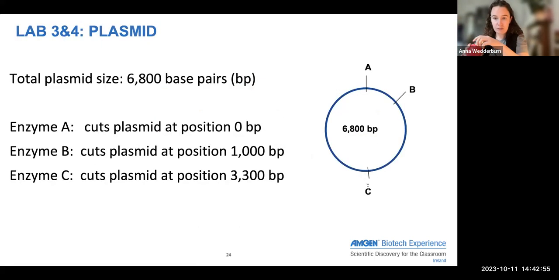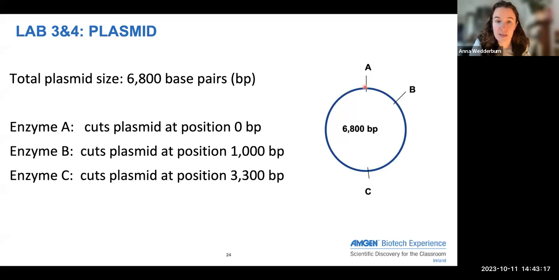Okay, so the plasmid that we use in labs 3 and 4 is 6,800 base pairs long, in a circle. So this is it here. You've got 6,800 base pairs, and it can be cut by 3 different restriction enzymes in 3 different places.